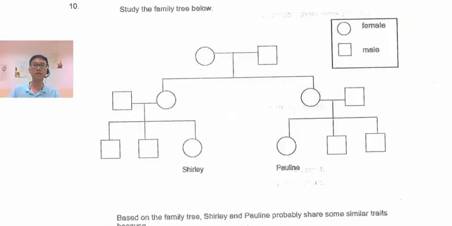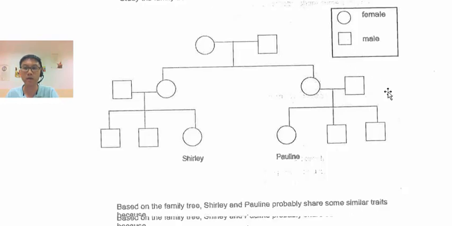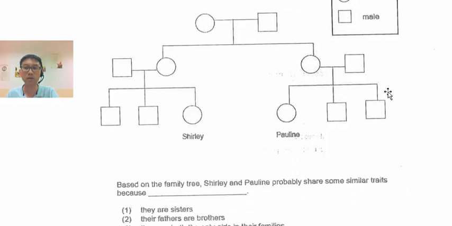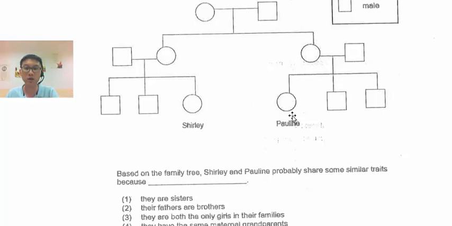Question 10. Study the family tree below. Okay, so let's look at the key first. I have females with circles, males represented by squares. Based on the family tree, Shirley and Pauline probably share similar traits. Shirley is here, Pauline is here. They share similar traits because why?